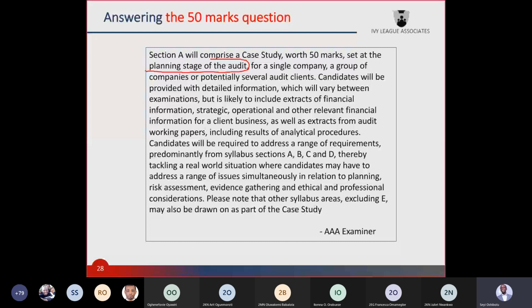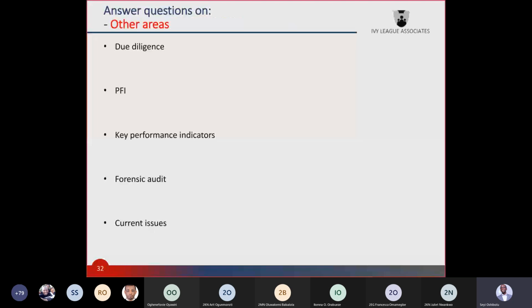So this is a sample 50-mark question. I actually think it's the question we are doing today. Yes. So when we are doing the question, I will emphasize the things I need to emphasize.